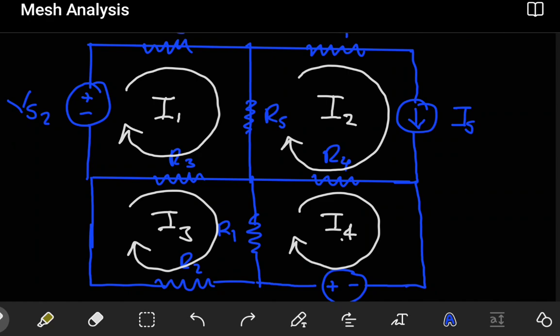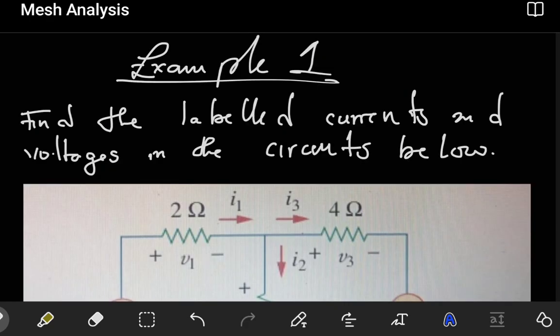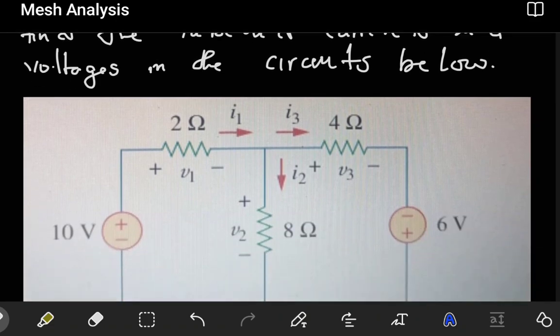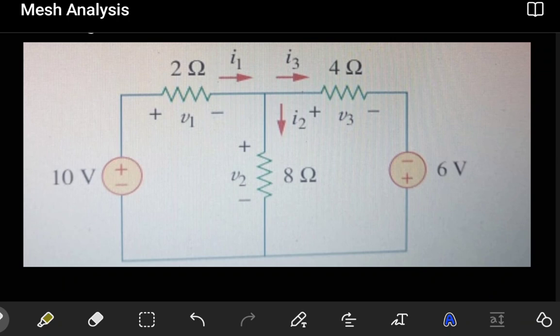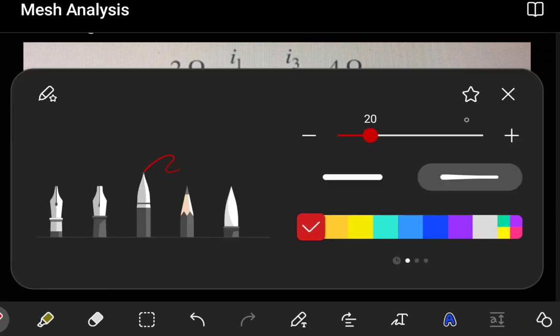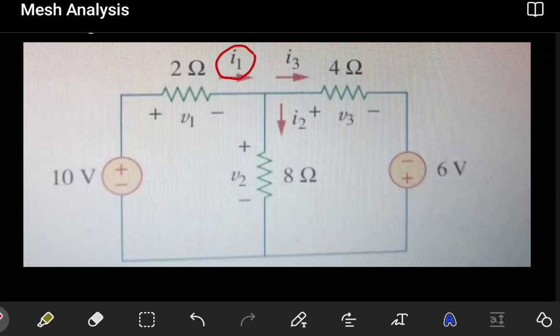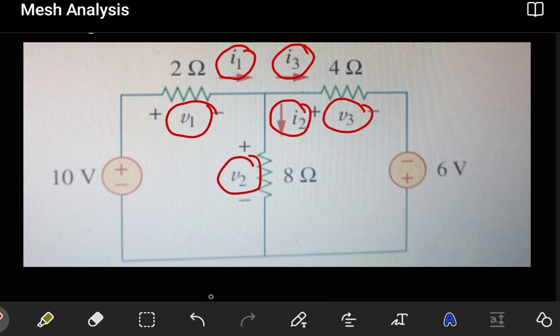Okay, let's look at this example. In this example, they're asking us to find the labeled currents and voltages in the circuit. Now, which ones are the labeled currents and voltages? If you look closer, you find that we have I1 labeled here, I3 here, and I2 here. Then you have a voltage source here, a resistor, a 2 ohm. These are given, but then we have voltage V1 and voltage V3 and also voltage V2. So these are the 6 variables that they want us to find.